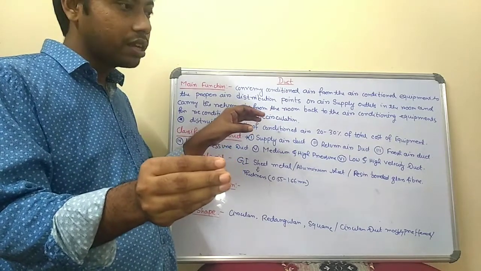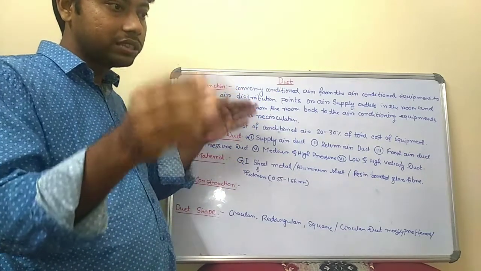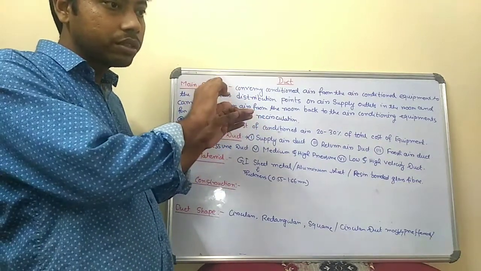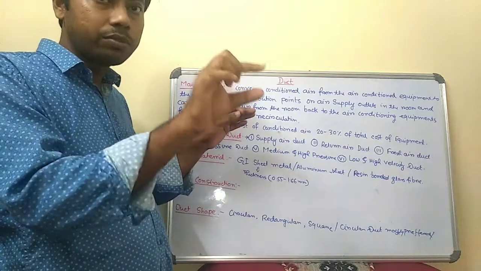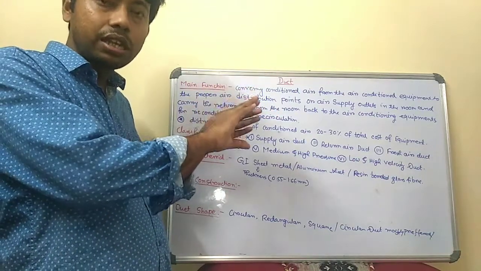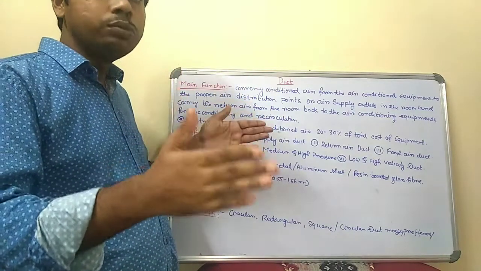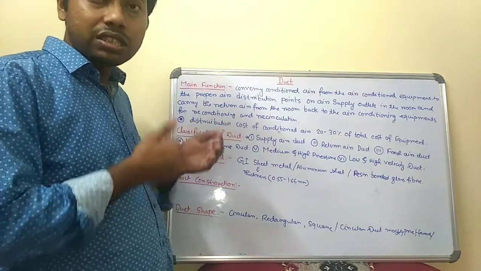Now, for the distance between those regions, you need some amount of pipe or some amount of duct, so that the conditioned air reaches from the air conditioning equipment to the room to be air conditioned. So this is the duct.